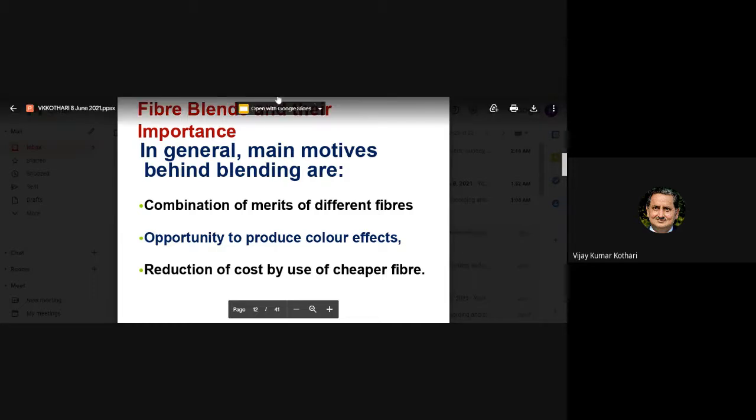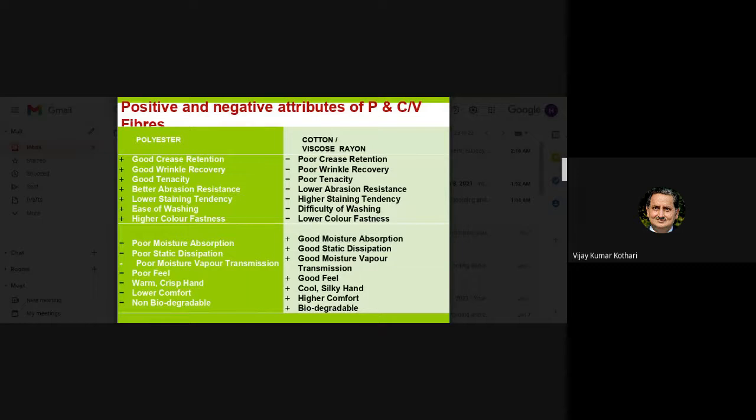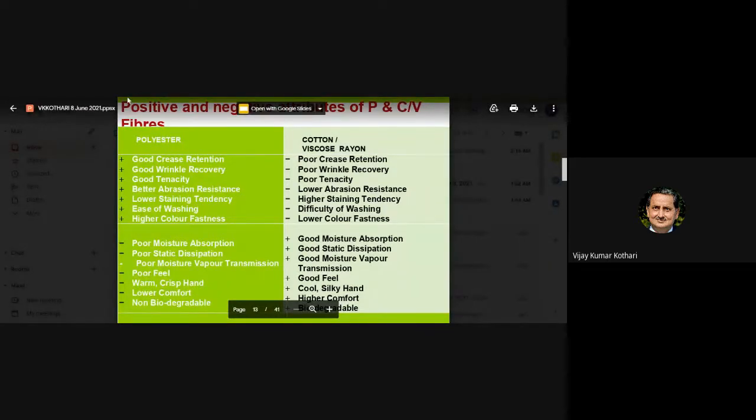If you look at the next slide, we give some examples of say blends of cotton and viscose rayon and polyester. If you look at the properties of these two groups of fibers, the polyester has many desirable properties like good crease recovery, good wrinkle recovery, better dimensional stability, better abrasion resistance, ease of wash, ease of wearing, and many other properties which are desirable, which are not present in the cellulosic fibers.